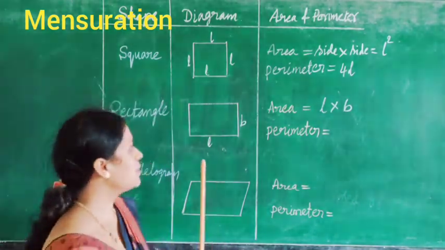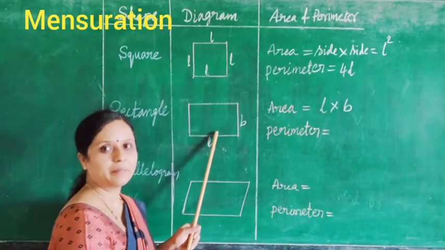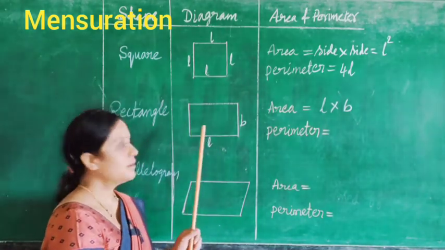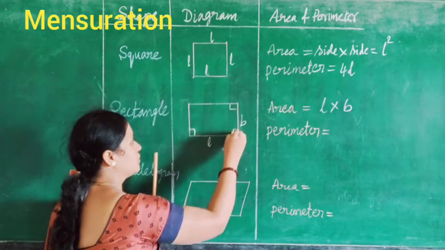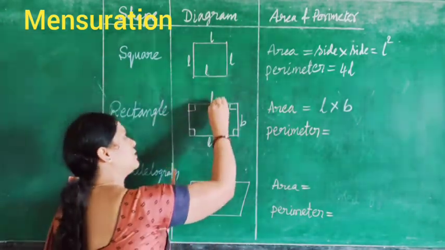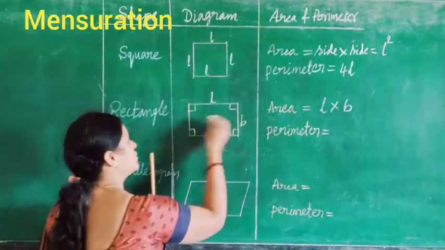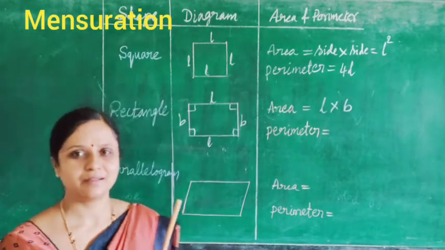So in a rectangle also, opposite sides are equal and parallel. So this side and this side are equal and parallel. All the angles will be 90 degrees, you know that. That's why this length is L, this is also L, this is B, this is also B. Now tell me the perimeter of the rectangle.